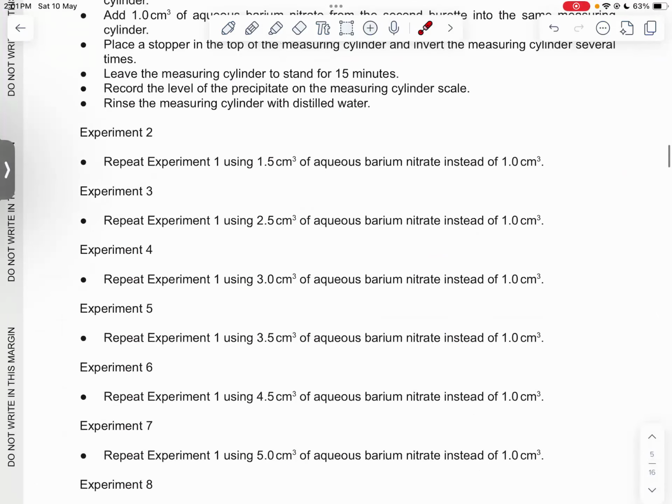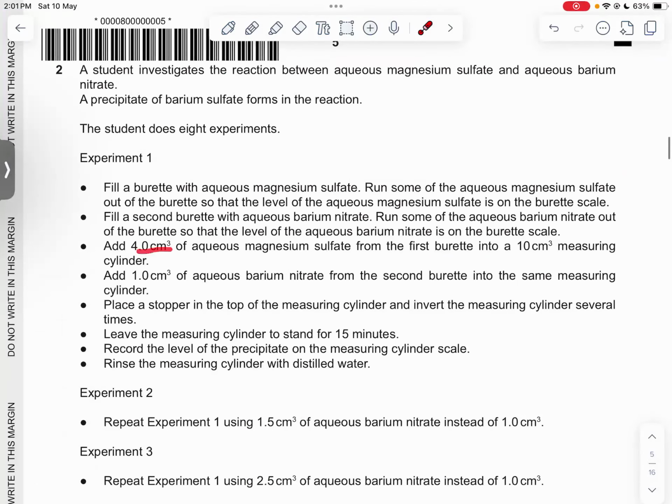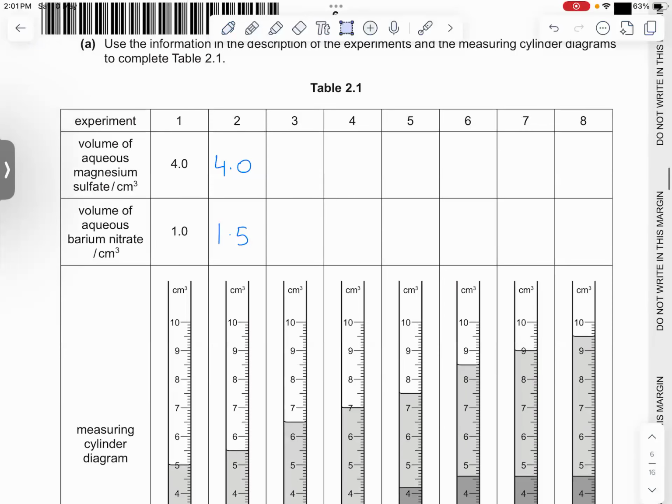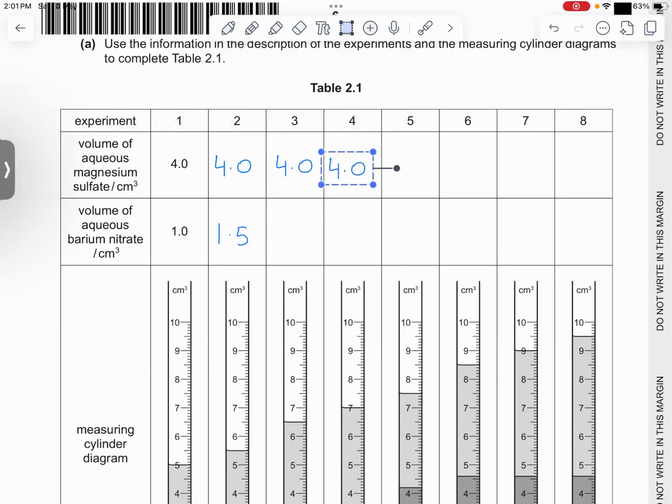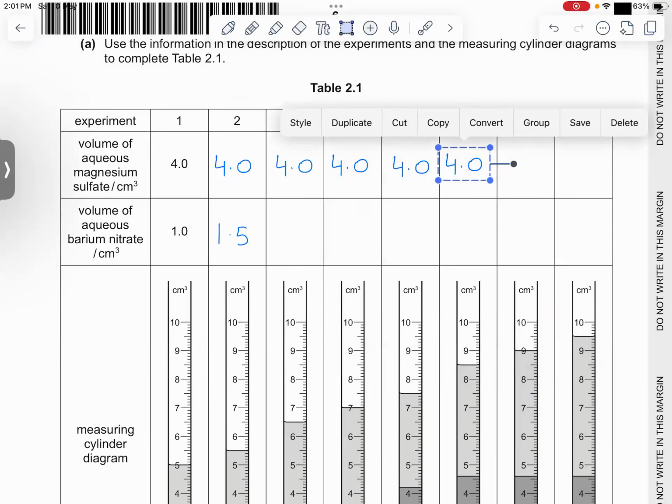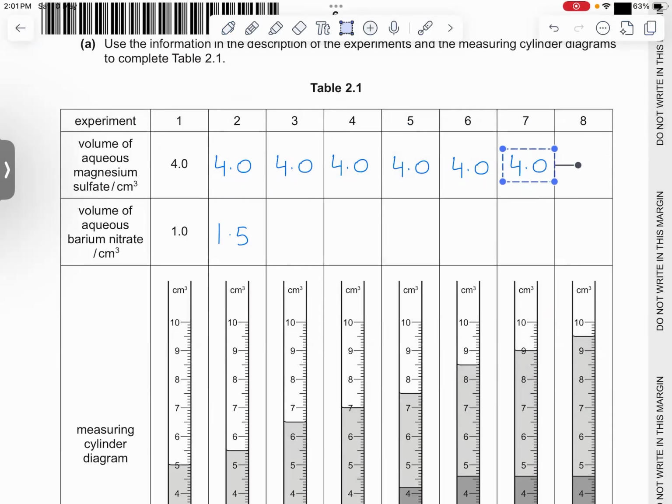So they never change the volume of magnesium sulfate, which is 4.0, right? So all we need to do is write 4.0 every single time. Let's just keep duplicating it. All these will be 4.0. There will be no other value other than 4.0, because every time only 4.0 centimeter cube of magnesium sulfate is being added, but barium nitrate is changing.